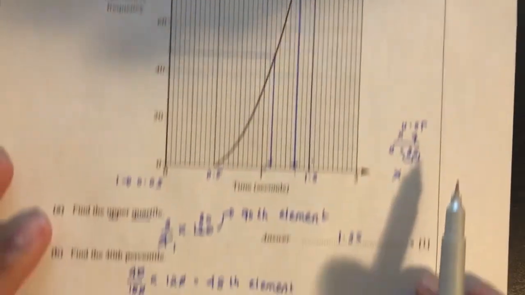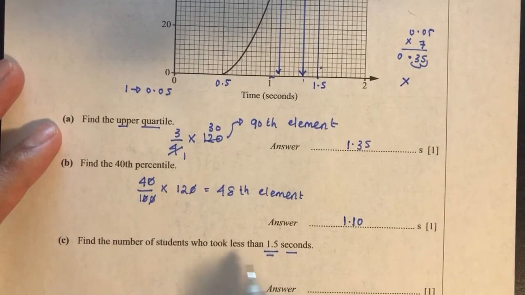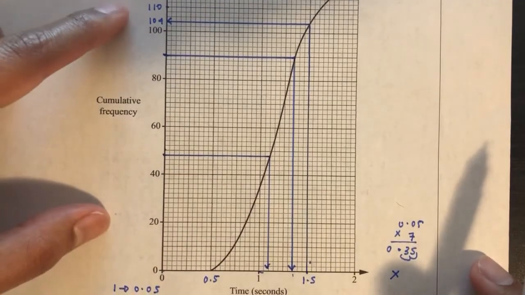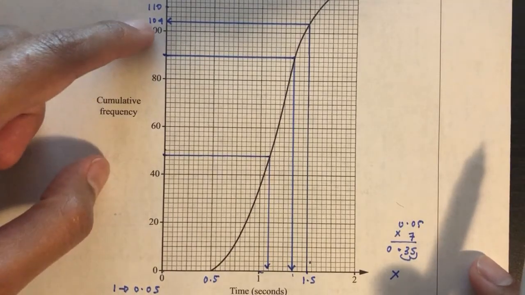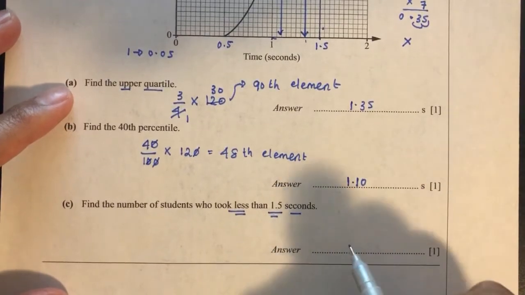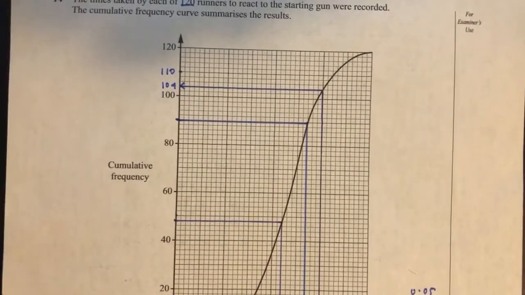So the question is to find the number of students who took less than. So less than will be anything below, right? So we have 104 minus 0 which is 104. So the value will be 104. And that is question number 14.